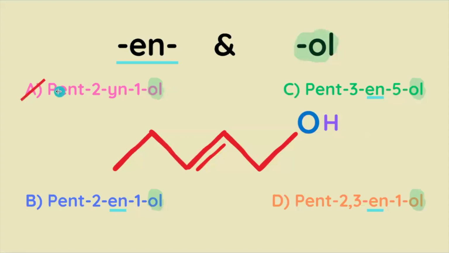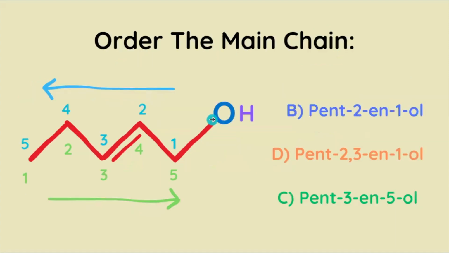This means that option A is wrong because it's not an yne, it's not a triple bond, it's an ene, so that's not right. Next, let's number the main chain. We could either go 1, 2, 3, 4, 5, or we can go 1, 2, 3, 4, 5 from the other direction. If we look at each of the remaining answer choices, they each coincide with a particular direction of numbering. C coincides with numbering it left to right, and B and D coincide with numbering it right to left.